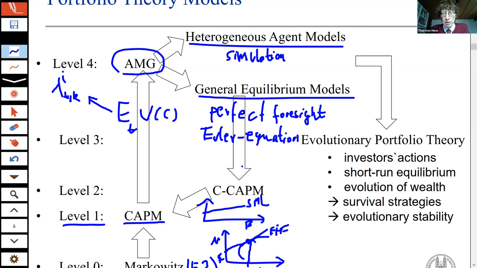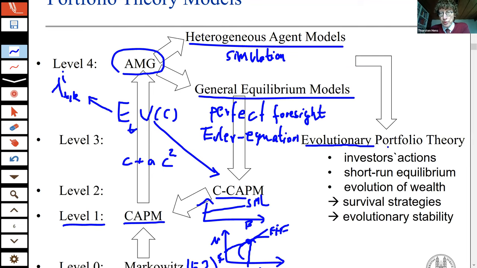In particular, if you make assumptions on the utility function, if the utility function is quadratic, so c to the square and has a linear term, then for a quadratic utility function you come back to the capital asset pricing model. This way, the capital asset pricing model is a special case of the general equilibrium model. The only problem is this strong assumption of perfect foresight.